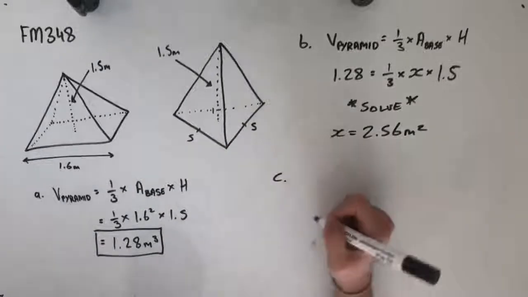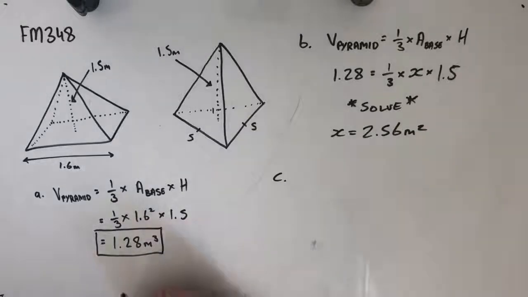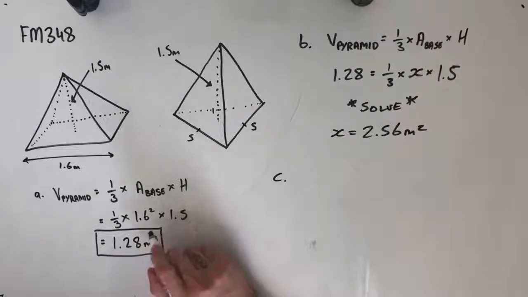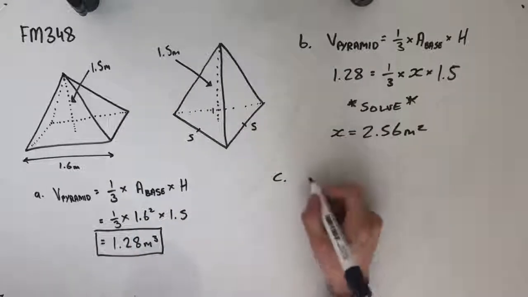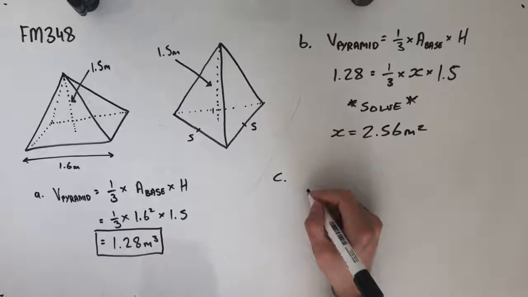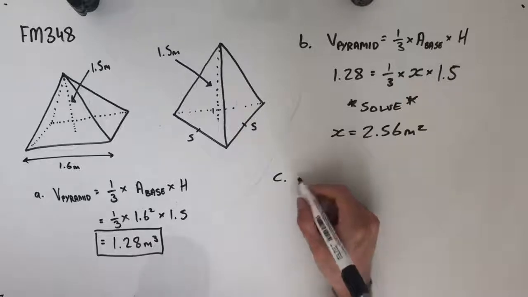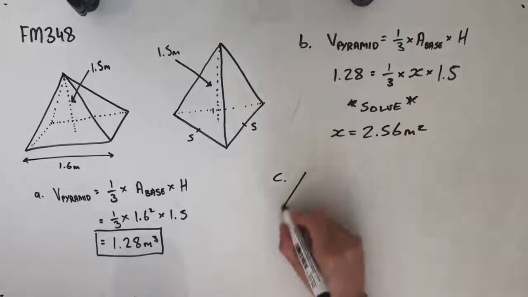Finally, question C says, what is the side length S of the base of the tetrahedron tent? Round your answer to 2 decimal places. Now there's a couple of ways that we could figure this out. We could insert values into Heron's formula and use those S's to create different values. But we're going to take a slightly, I think, easier approach.